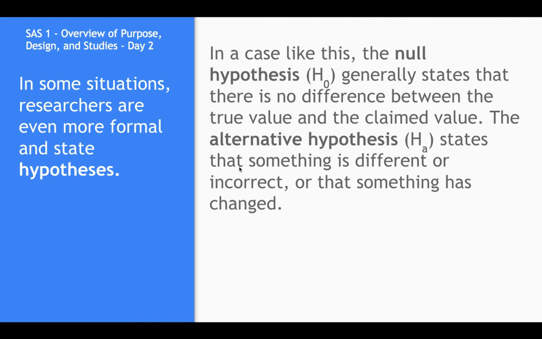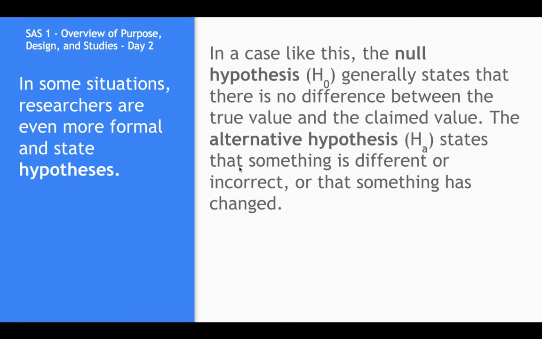Okay, in cases like this, the null hypothesis, or H subscript null, generally states that there is no difference between the true value and the claim value. So the true value is the value that you have measured. So you have found an average or a mean average of some value that you're seeking to discover whether it is the same as a claim value. The null hypothesis says that there is no difference and they are the same.